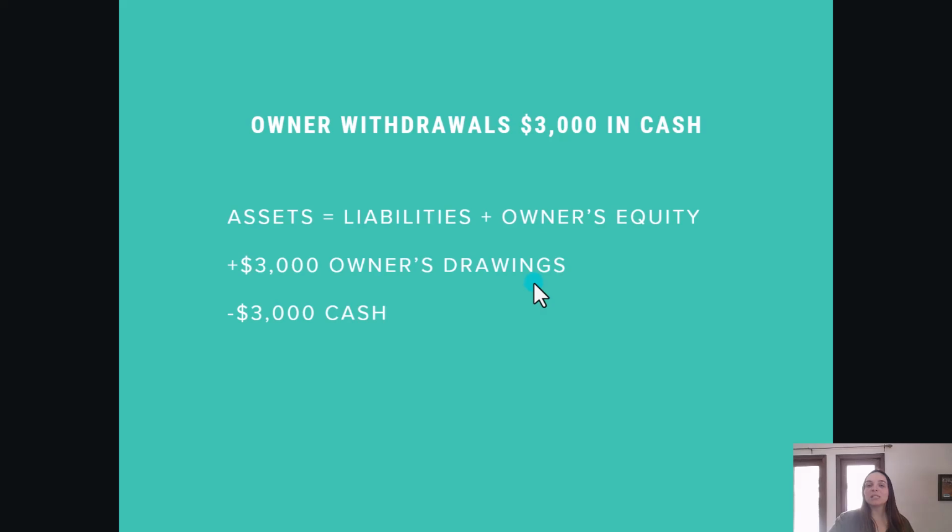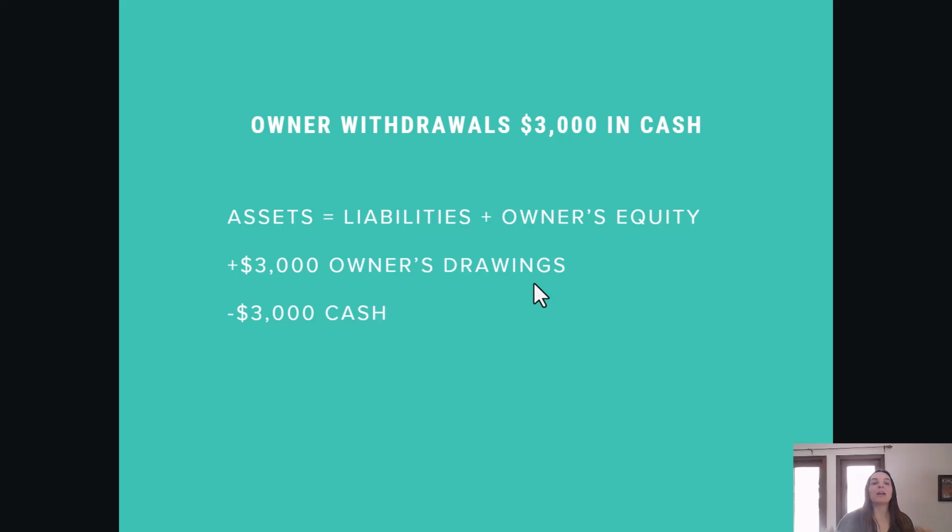Okay, now the owner is going to withdraw $3,000 in cash. Do we have an asset, liabilities, or owner's equity account? Yes. We have increased owner's drawing, right, by $3,000. That's an equity account. So we've increased that. Our owner has taken out $3,000. We've increased that drawing account. And we have decreased our cash account, which is an asset account.